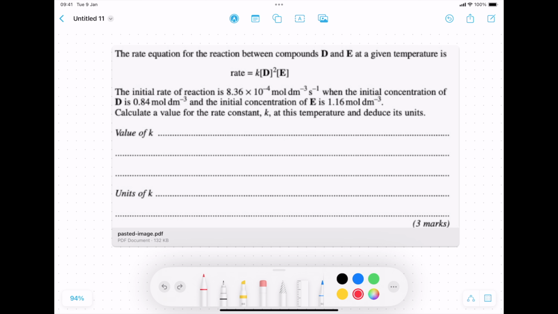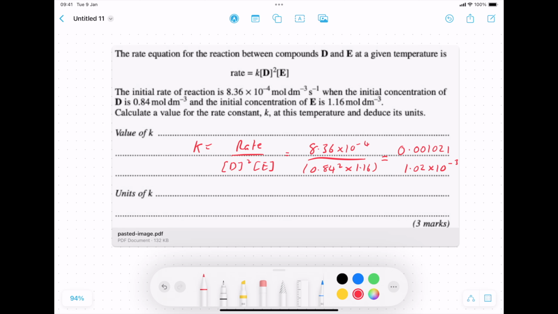In this next example, the first thing we have to do is actually work out the value of K before we determine the units. It said the rate equation for the reaction between D and E is given below. So rate equals K, order 2 with respect to D and order 1 with respect to E. And then we're given the initial rate of reaction with corresponding concentrations for D and E. So the first thing I need to do is rearrange the equation so it's in terms of K. Then we substitute the numbers in. Comes to 0.001021, or in standard form. Right, so that's the value of K done.